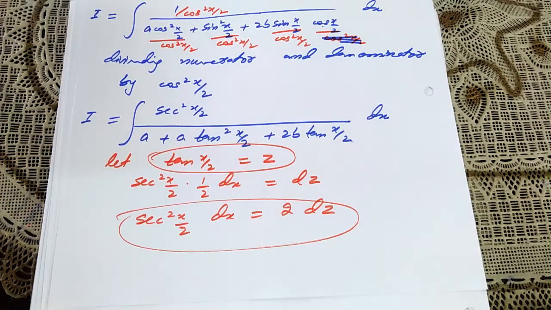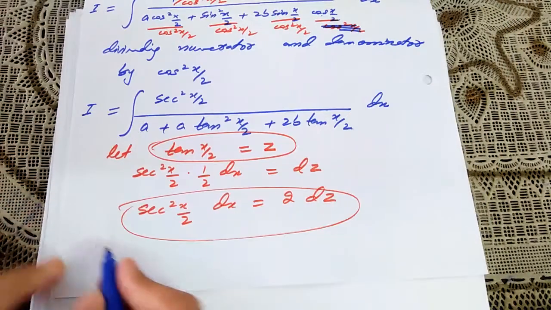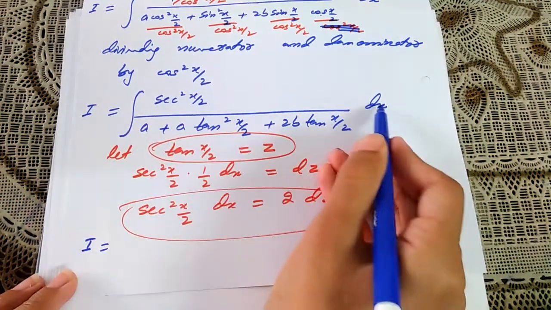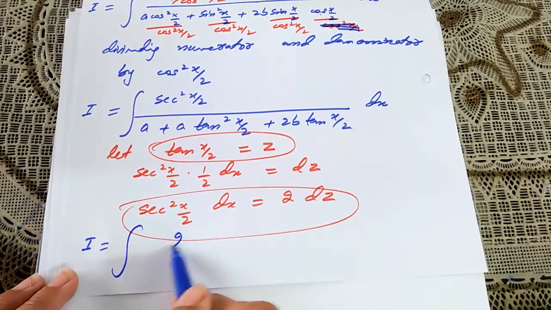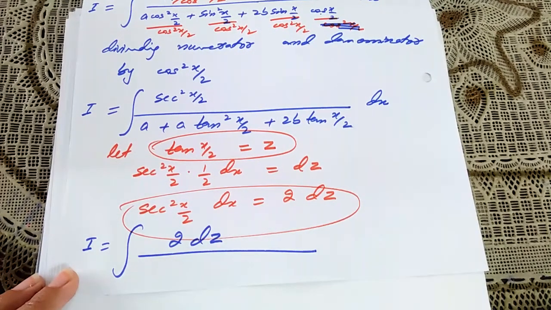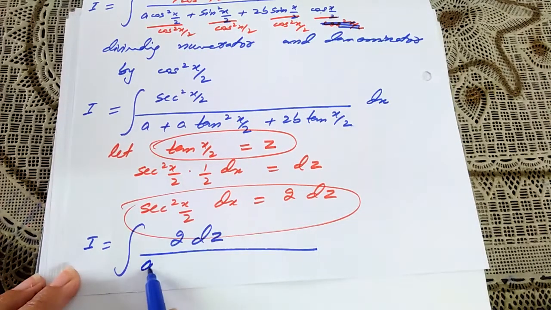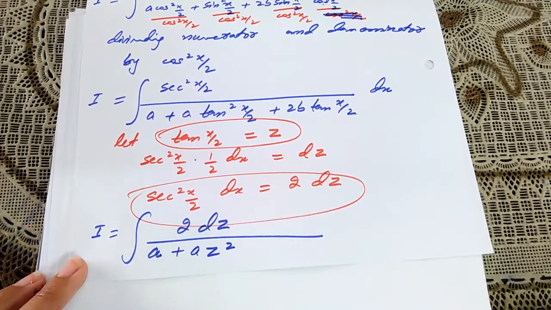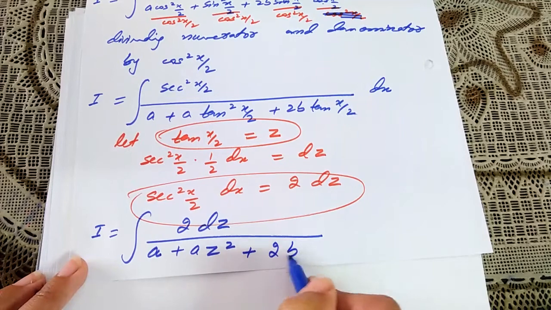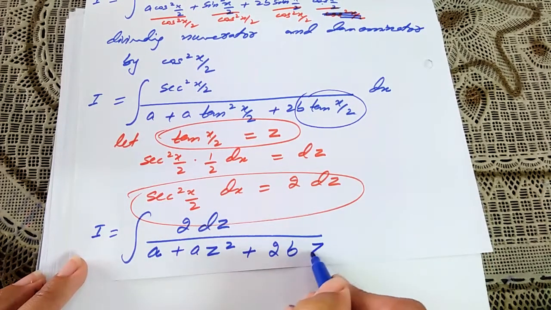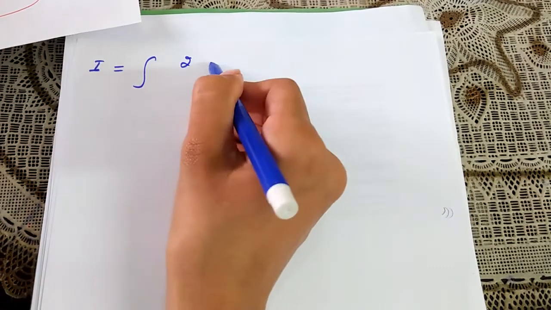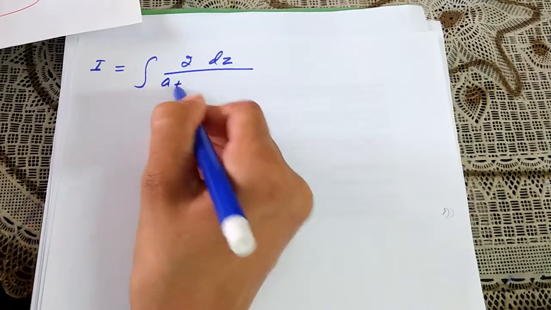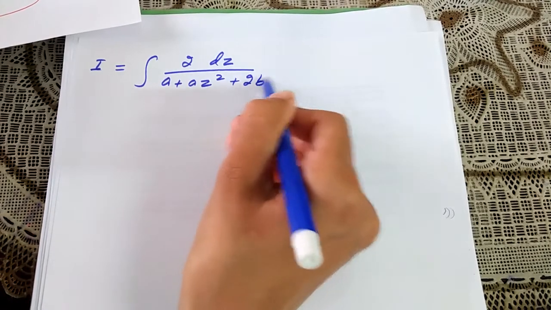After using these substitutions, I equals, secant square of x by 2 dx is equal to 2 dz. So this will be 2 dz divided by a as it is. Now a tangent square of x by 2 will become a z square plus 2b, and this tangent x by 2 is z. So my integral is reduced into I is equal to integral 2 dz over a plus a z square plus 2bz.